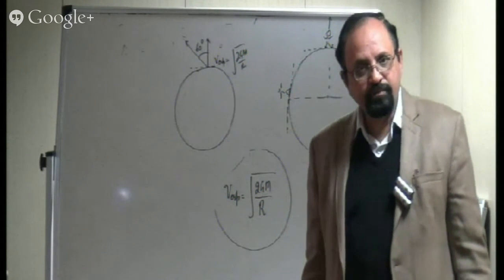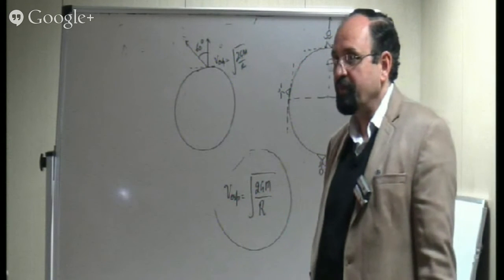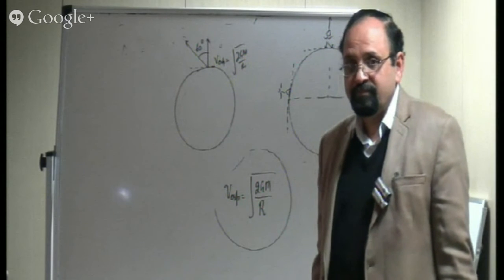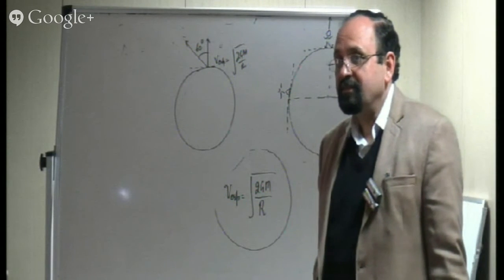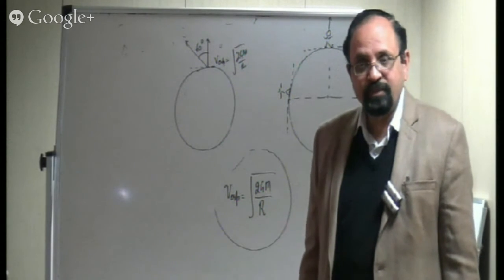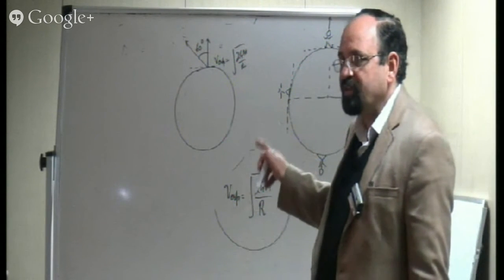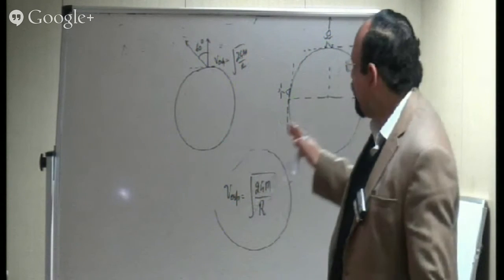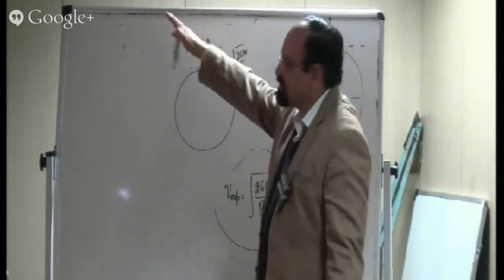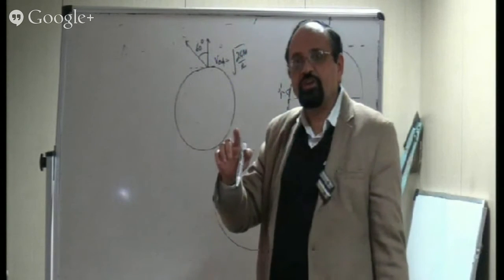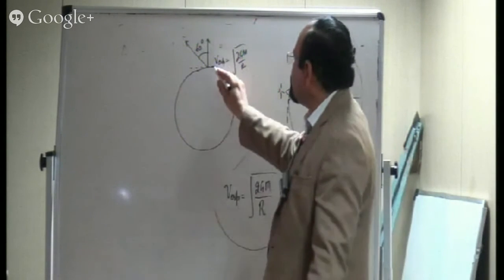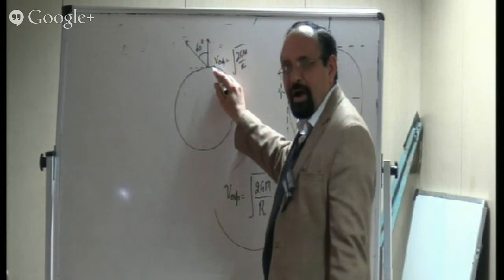Cos 60. Cos 60 is half. Can I say I need half the velocity? Can I say this? No. Why not? Because the concept involved is the energy concept. Whether you make the body go like this or like this, the kinetic energy which you are giving to the body is half m v escape squared, and the potential energy is minus GMm by r.